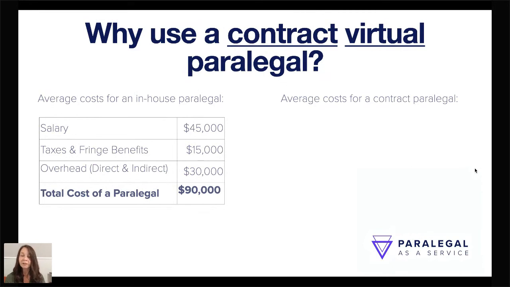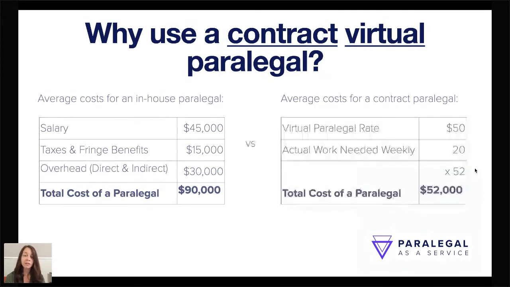Whereas with a contract paralegal, you're only going to pay for the time that they work with you. So that's going to remove a lot of, again, the overhead, the technology. They're using their own phones, their own computers, everything that they are already using as a contract paralegal, you're not going to have to pay for. So we'll talk about pricing here in a little bit, but the average virtual paralegal rate is $50 an hour. And instead of paying them for a 40-hour work week, maybe you actually only need help 20 hours a week. You're not having to pay for that extra time that you may not have the work to supplement what you're paying. So the cost can be dramatically different.